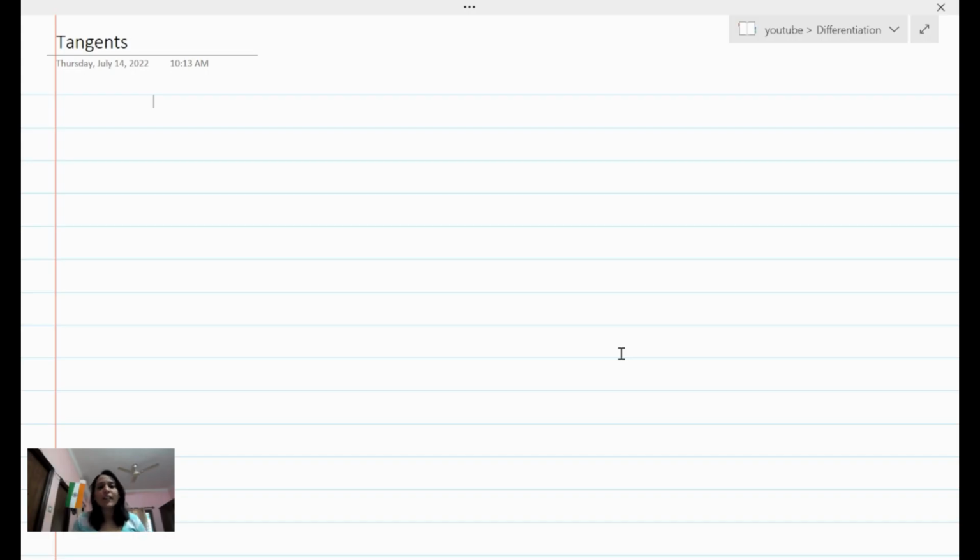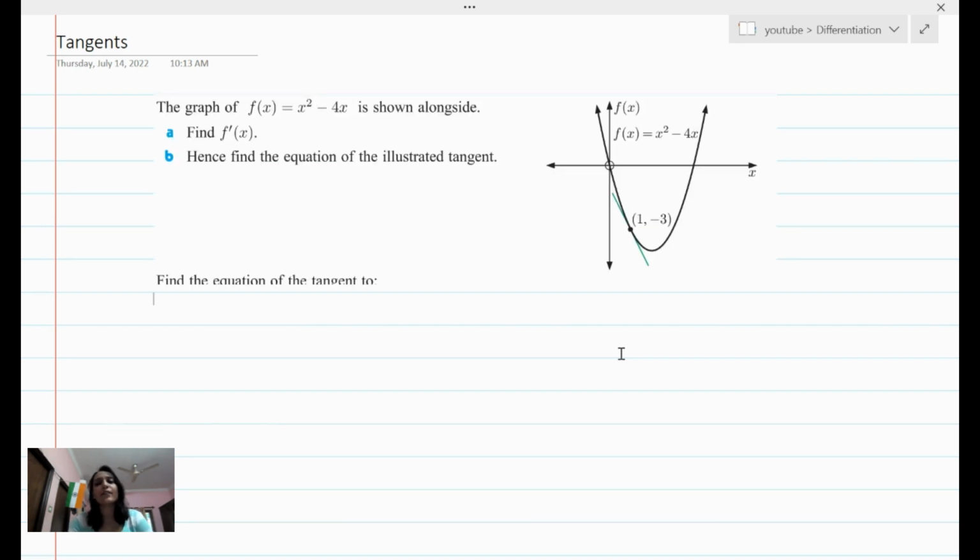Hey guys, in today's video, I'm going to do three levels of questions. The first level of question would be considered an easy question. So in this question, I'm going to find the equation of a tangent where the function is given alongside a graph over here.